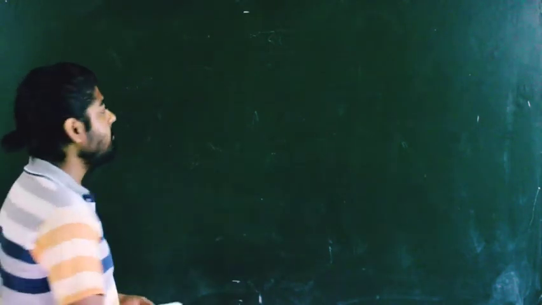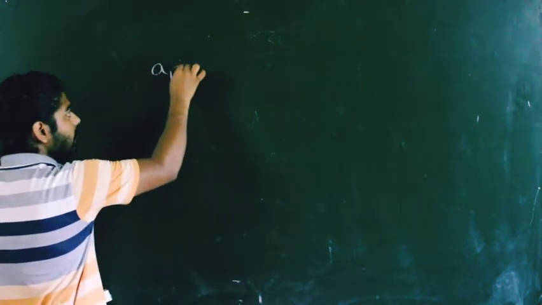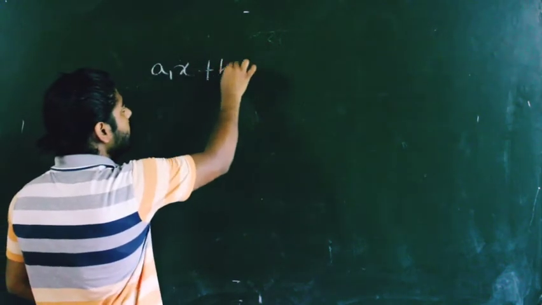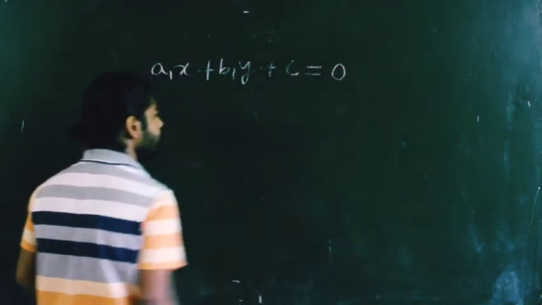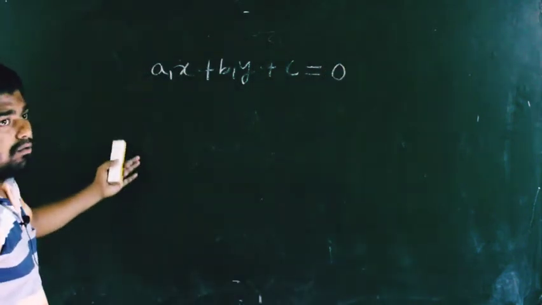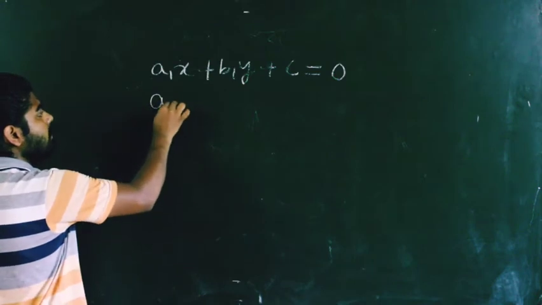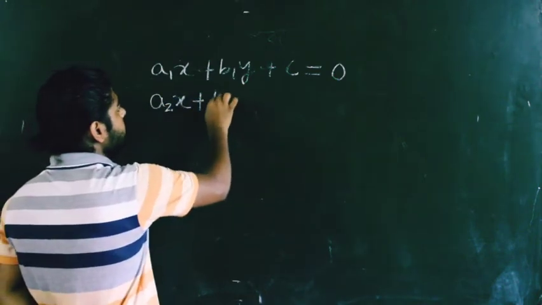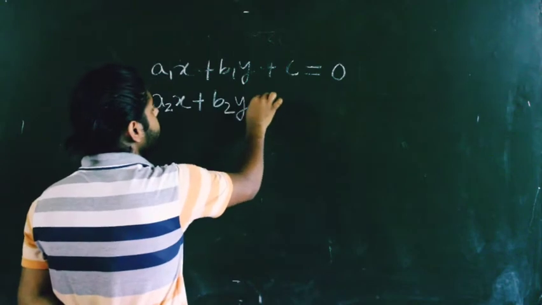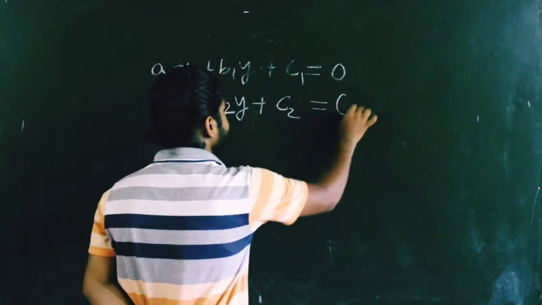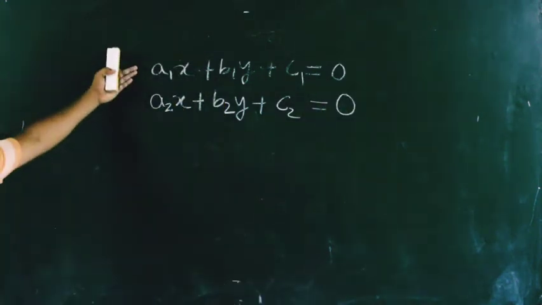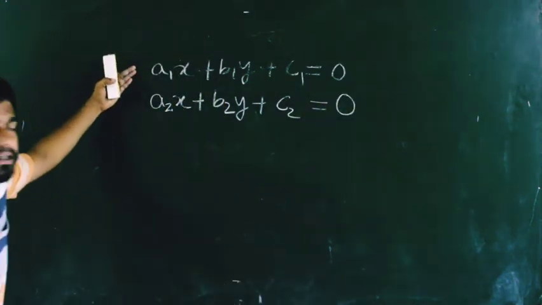So let's see. We have seen that the standard equation for linear equation in two variable is a1 x plus b1 y plus c1 equal to 0. If we have two equations, the second will be a2x plus b2y plus c2 equal to 0. So this is the standard form of linear equation in two variable.